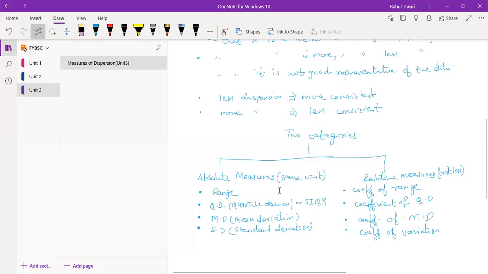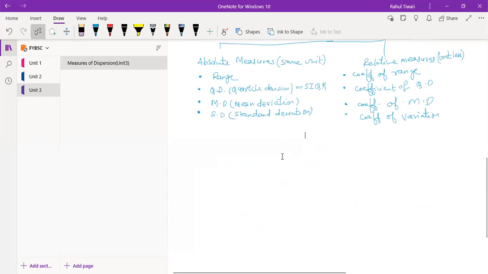Two things are very important. When you talk about the same unit, that means I'm going to use absolute measures. Otherwise, I'm going to use relative measures. Relative measures are basically used when we do not have the same units; they are unitless quantities. You can refer to different reference books for that. Let us discuss these methods one by one.